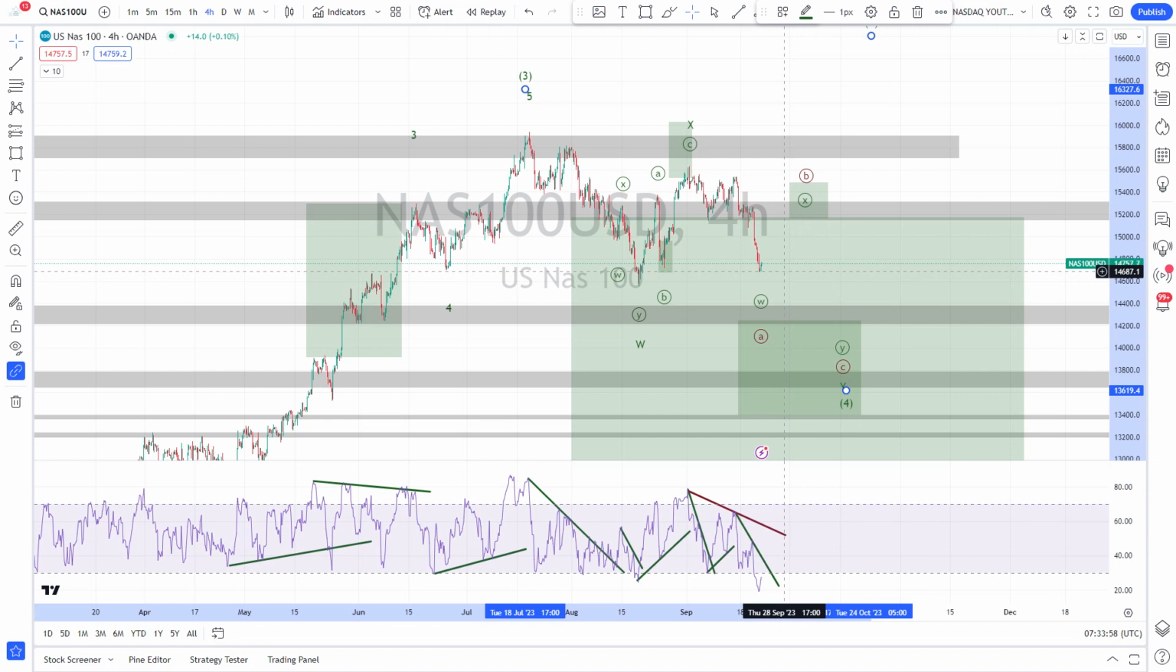Of course, to have confirmation of this scenario, we still need to take out this low here. This still needs to happen. That didn't happen yet. It happened in the DAX, but not yet in the Dow Jones, and not yet in the NASDAQ. So we have to wait for this.